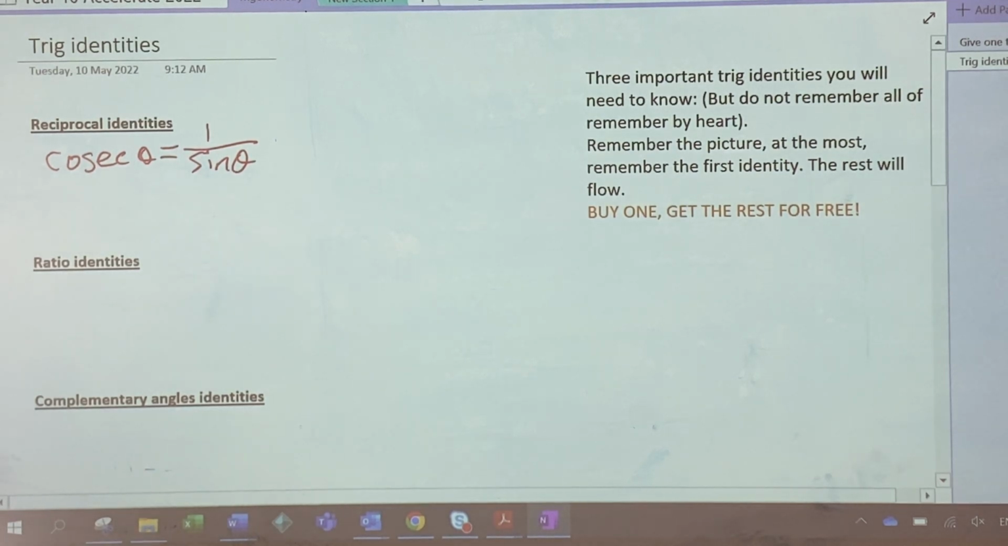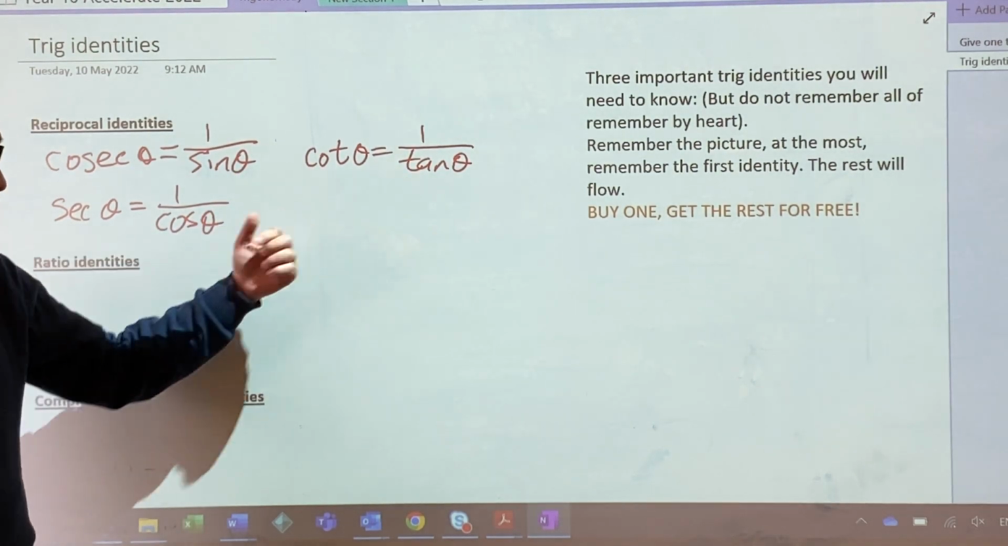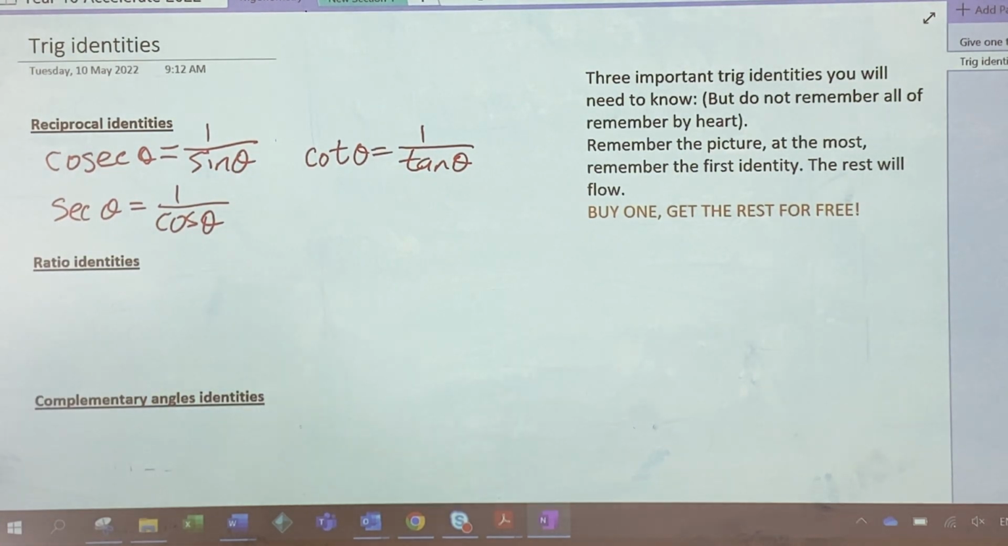Nothing new. Quick revision. What's the reciprocal of cos? Sec. Very good. Sec theta is 1 over cos. What's the reciprocal of tan? Cot. Very good. Obviously, bear in mind, sine theta can't equal 0, tan theta can't equal 0, cos theta can't equal 0, right? The denominator cannot equal 0.